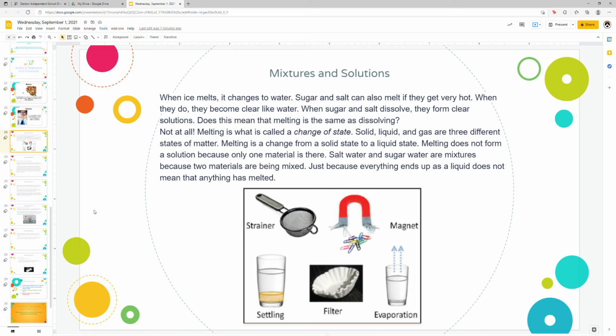Not at all. Melting is what is called a change of state. Solid, liquid, and gas are the three different states of matter. Melting is a change from a solid state to a liquid state. And melting does not form a solution because only one material is there. Salt water and sugar water are mixtures because two materials are being mixed. And we don't mean a mixture like the example of the beans where they can be easily separated. Remember, a solution like salt water or sugar water is a type of mixture. It's a specific kind though. Just because everything ends up as a liquid does not mean that anything has melted.